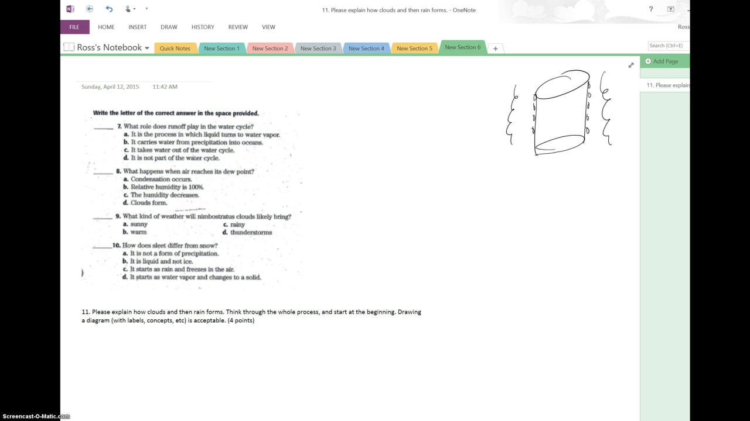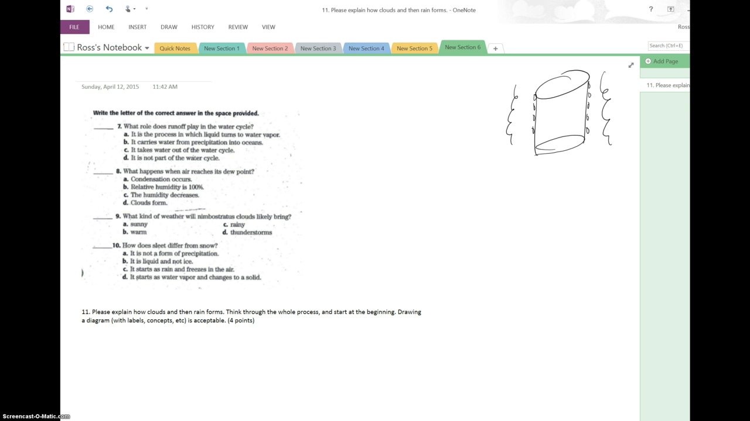But since question 8 doesn't say when a large mass of air cools to its dew point higher up in the atmosphere, since it doesn't make that clarification and it's just talking in general about what happens to air when it reaches its dew point, A or B, it becomes 100% saturated, or relative humidity being 100%, and then condensation occurring. Since those both happen at pretty much exactly the same time, I will accept A or B.